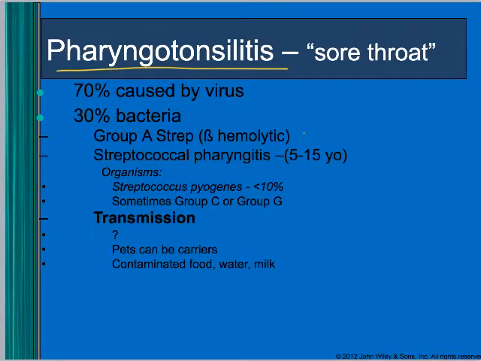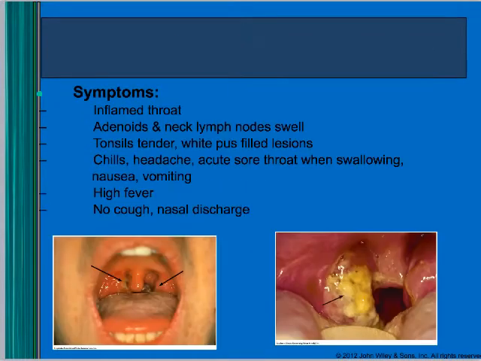Okay, transmission is through respiratory droplets, so aerosols. Pets can actually be a carrier, and it can be in contaminated food, water, milk. Okay, so the symptoms: inflamed throat, the adenoids and the lymph nodes of the neck swell, the tonsils become tender. These white pus-filled lesions are usually a giveaway. Yes, you definitely have it. You get a fever with chills, headache, body aches. Sometimes people have nausea and vomiting. There's not really cold symptoms, so it's mainly in the throat.